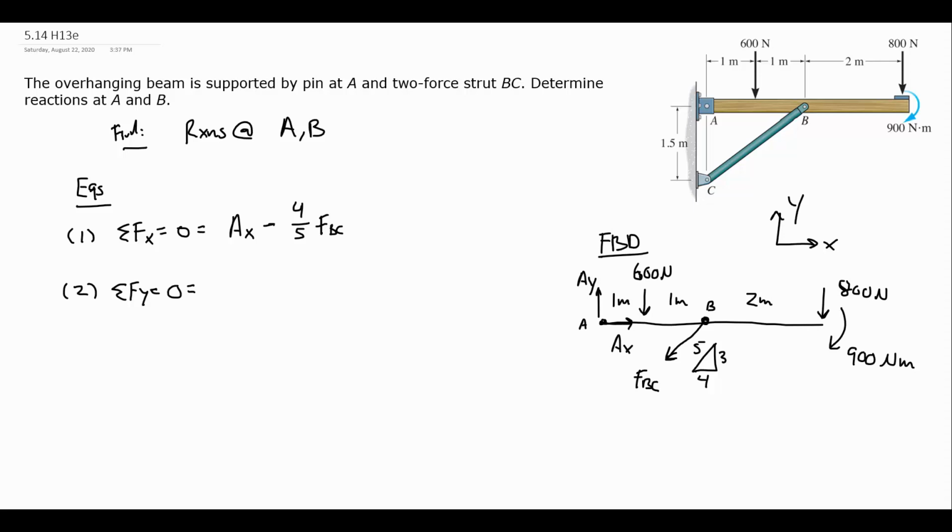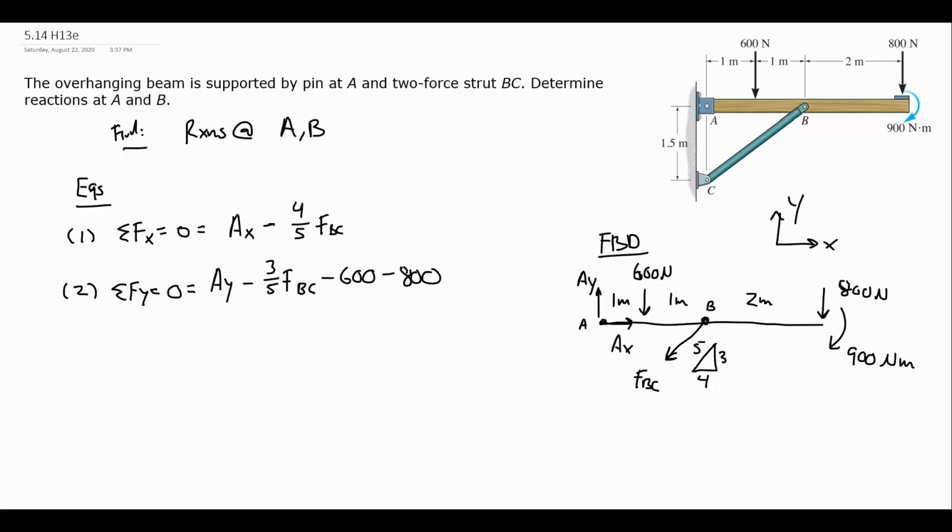So in the y direction, I will have my unknown AY up, minus 3/5 FBC. FBC is pointing into the third quadrant, so it has negative x, negative y. And I have a bunch of these applied forces. I have 600 newtons down and 800 newtons down as well. So between equations 1 and 2, I have 3 unknowns, but only 2 equations.